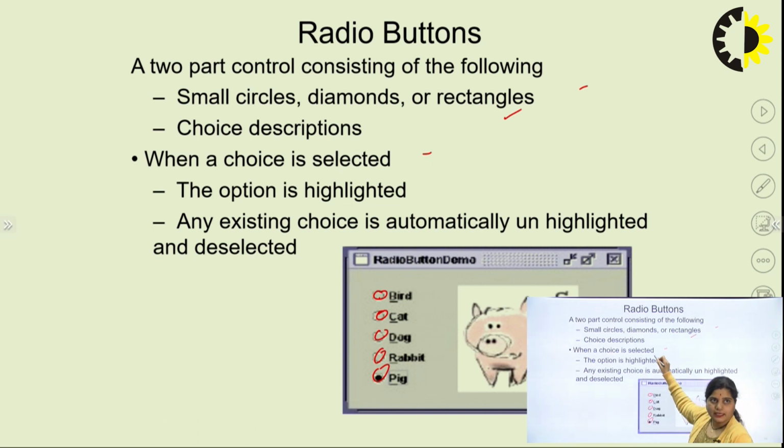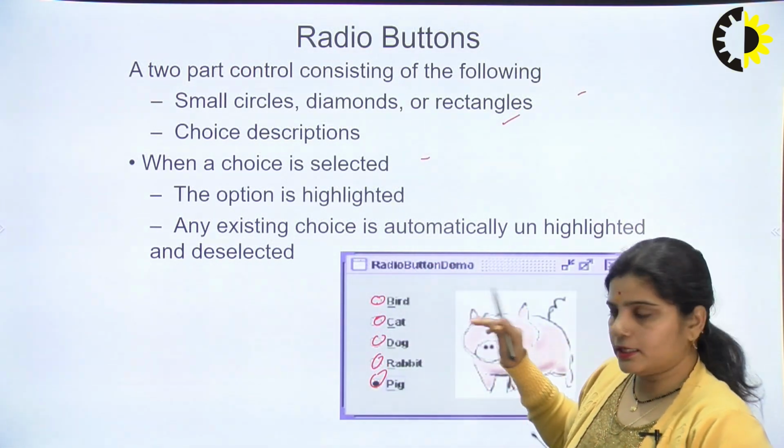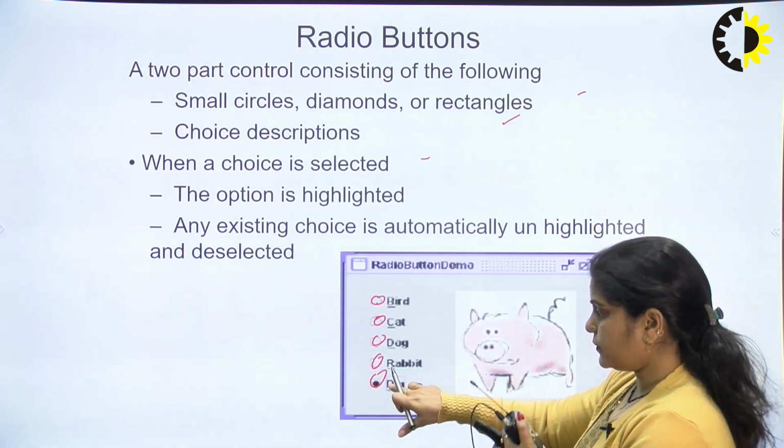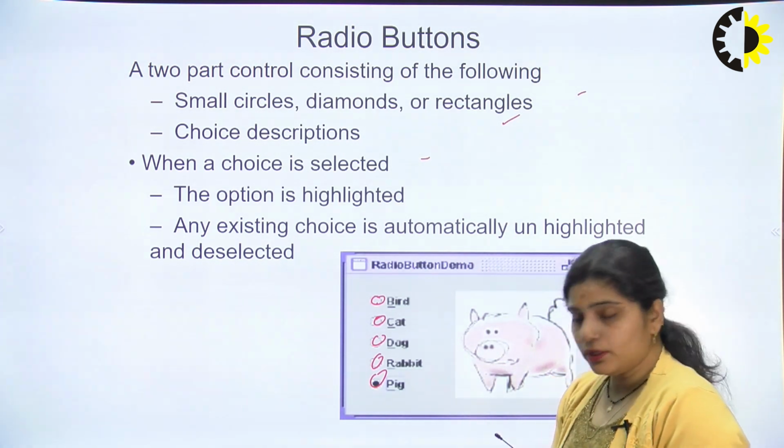When a choice is selected, that option is highlighted. For example, this is a picture and we have various options such as bird, cat, dog, rabbit and pig. Pig is the correct description of that picture. When we select that choice, then that option is highlighted instantly. Any existing choice is automatically unhighlighted and deselected. As soon as I click on that radio button, the rest are automatically unhighlighted or deselected.